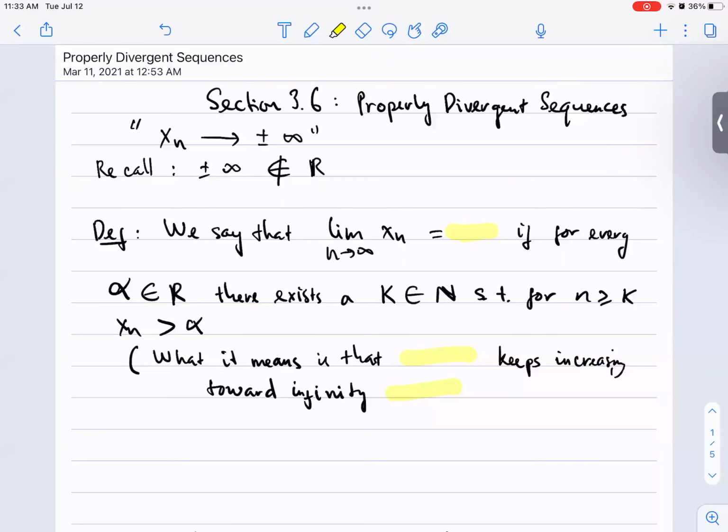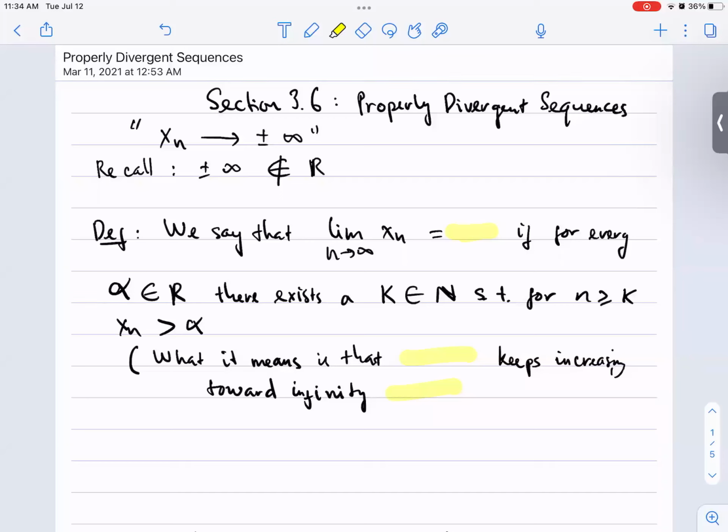Hello everyone. Today we discuss properly divergent sequences. In the previous session, we studied several techniques and theorems about convergent sequences. Today we switch gears a little bit and focus on sequences that are not convergent, namely properly divergent sequences.